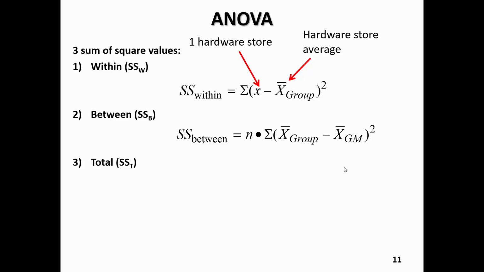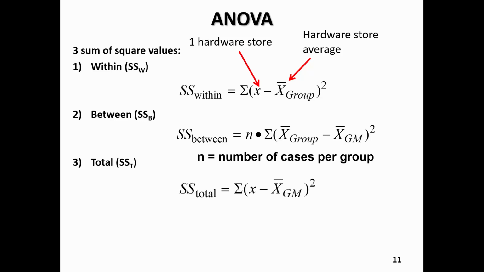So we would have 5 different deviation scores, each one squared, and after being squared they are added to each other. Now the sum of squares between requires a correction factor, and that's where the entire sum is multiplied by n, which is the number of cases per group, and in our example the number of cases is 7.